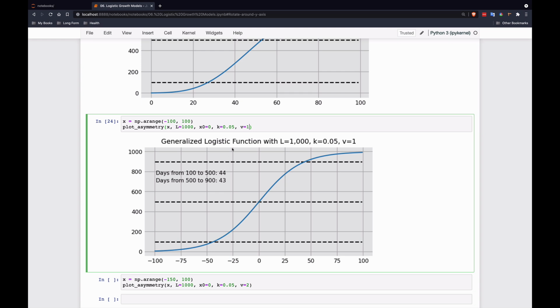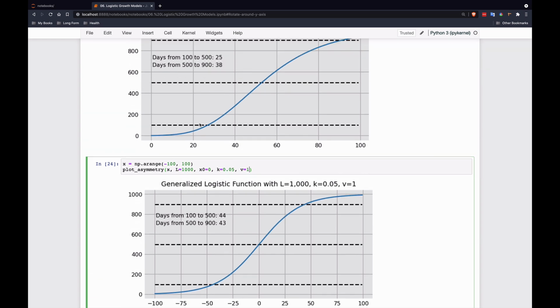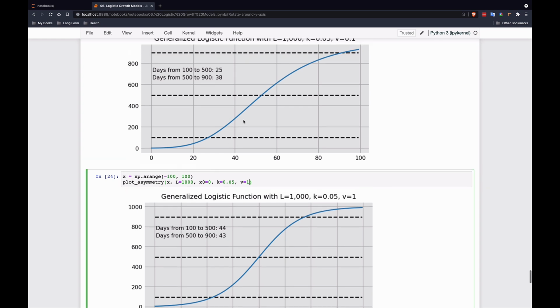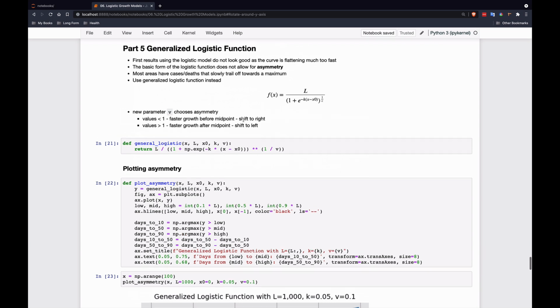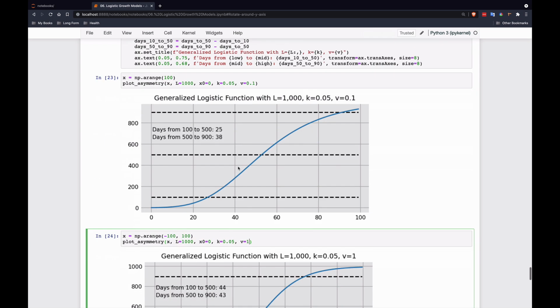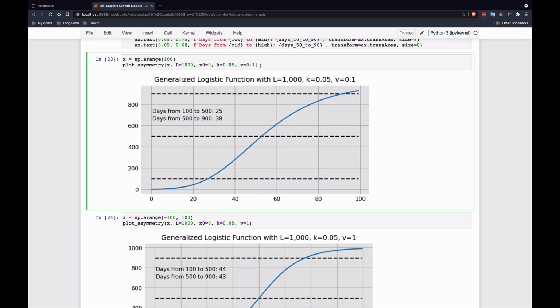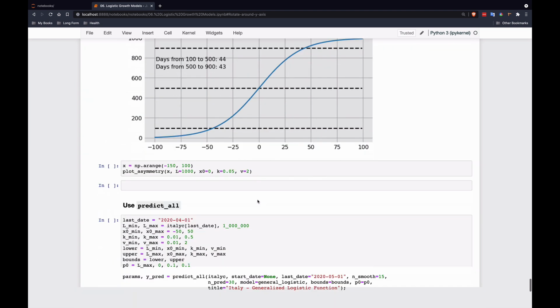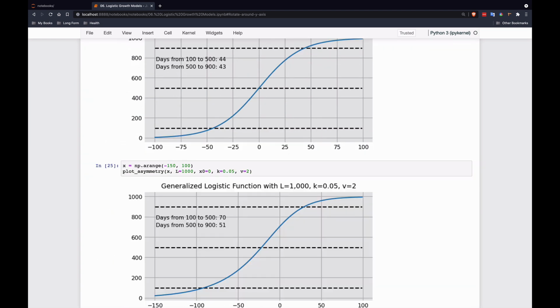If it's less than 1, then it will shift it to the right. And if it's greater than 1, it'll shift it to the left. So I summarized it over here. Okay, so we have a case where V is less than 1. We have a case where V equals 1. And now we're going to look at a case where V is greater than 1.